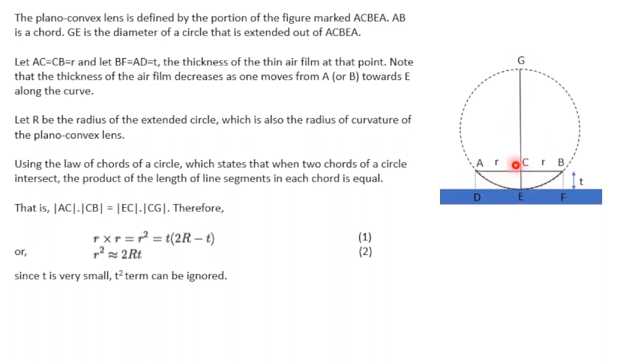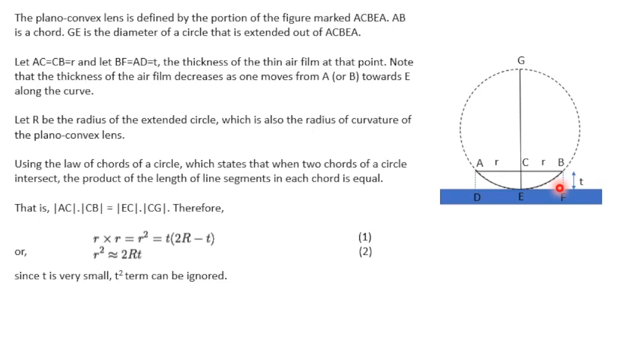From our construction, you notice that AC is equal to CB, both equal to R. BF is the same as CE, which is the same as AD, which is equal to T. BF also represents the thickness of the air film at the points B and F. Notice that as you travel from the exterior of the plano-convex lens towards the point of contact, the thickness of the air film progressively reduces. So this T is the thickness of the film at a particular point between the plano-convex lens and the glass plate.